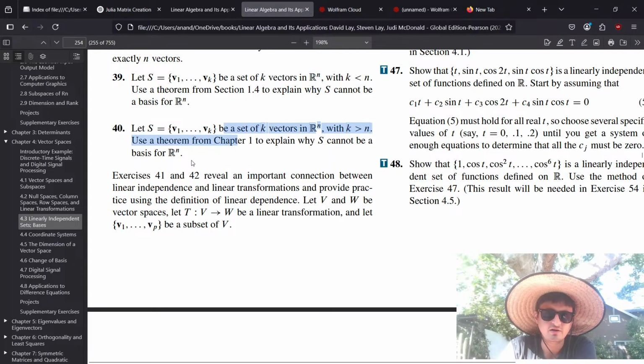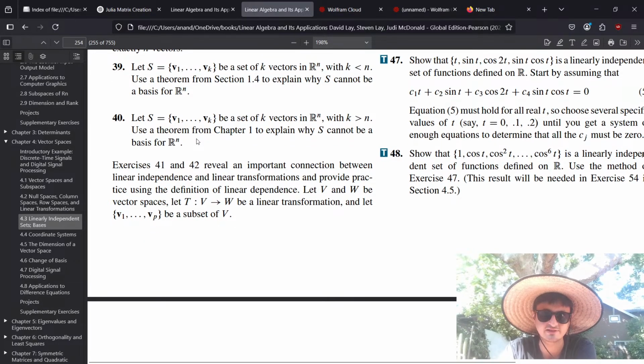And then same here, there must be a dependence relation because once you have a set of n vectors that are linearly independent that form a basis of Rn, then any other vector you add to your set S is going to be dependent on the previous ones. So then you can just remove it and it spans the same space.